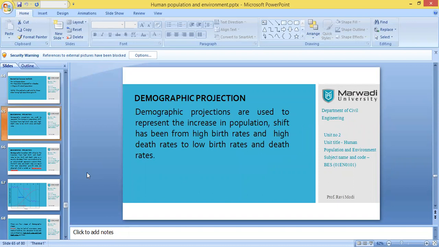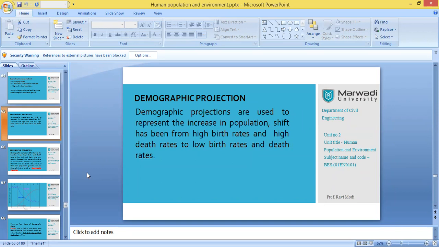Okay, next is a very important theory, that is regarding the demographic projection. These demographic projections are generally used to represent the increase in population. The shift has been from high birth rates and high death rates to low birth rates and low death rates. This demographic projection is being observed in almost every country. For the developed countries, it might have happened in the past. In the developing countries, it might be happening at present. Or in the underdeveloped countries, it might happen in the future as well.